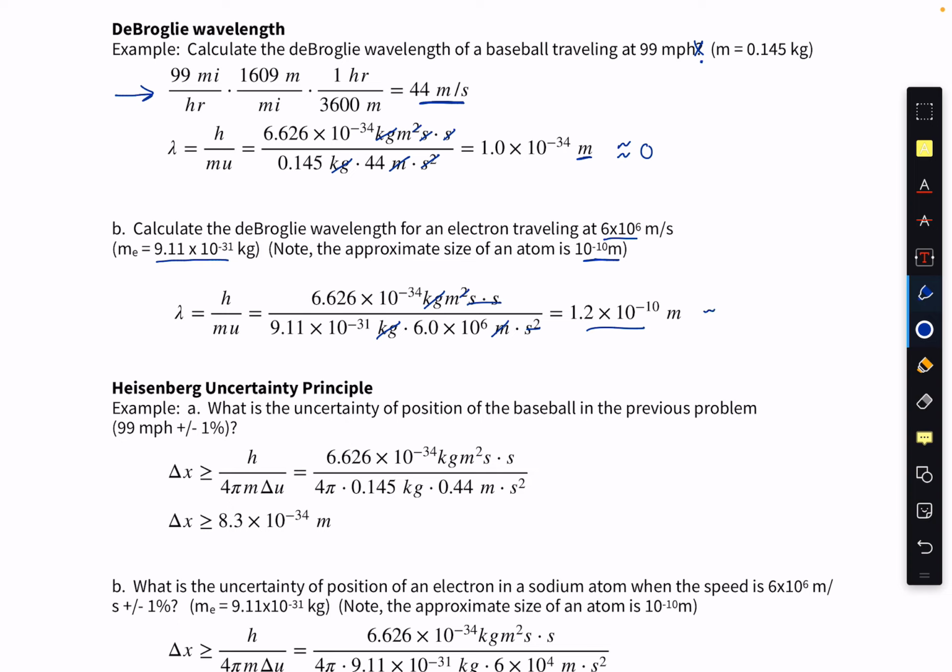This is approximately the same size as my atom. So what I'm basically saying is if my atom is this big, the electron's wavelength is about that big. That's definitely significant. That's something I can't ignore. And so at the atomic level, the deBroglie wavelength is important.